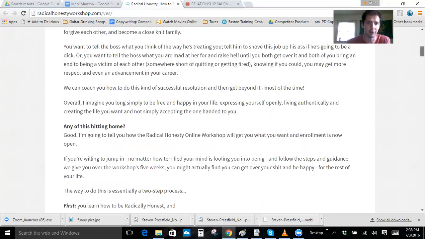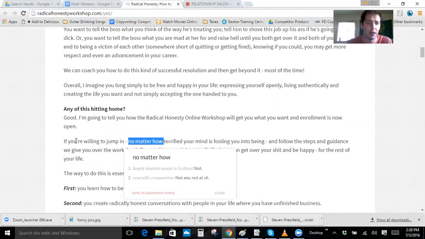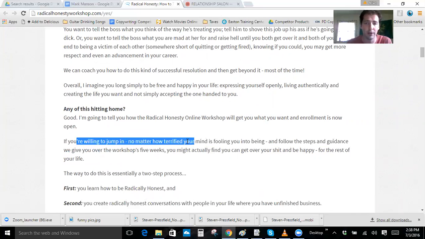As I said, instead of doing that, they go right into the sales pitch, and then they do something super smart. Because they're going into the pitch kind of early, there's still going to be doubt in the reader's mind, like, I don't know, oh, a workshop, you're selling me something. So what they do is they address that doubt immediately. They've got this great line: if you're willing to jump in, no matter how terrified your mind is fooling you into being.